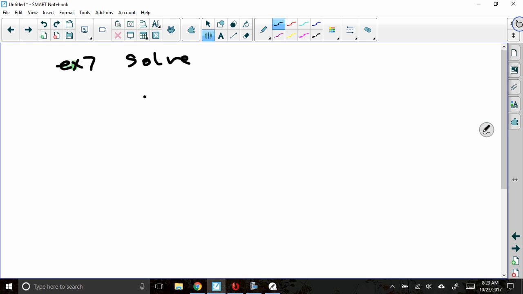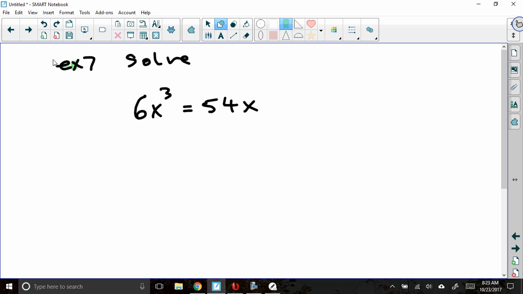I put this one on a quiz for my one class. It was 6x cubed equals 54x squared. Let me make that 54x, I'm sorry, 54x. I put this on my advanced Algebra 2's test, and some of them figured it out. But we haven't done anything with cubics yet. I know. That's okay. We're going to in Chapter 5. So let's see if we can figure this out.